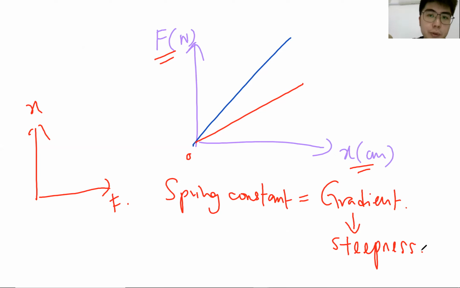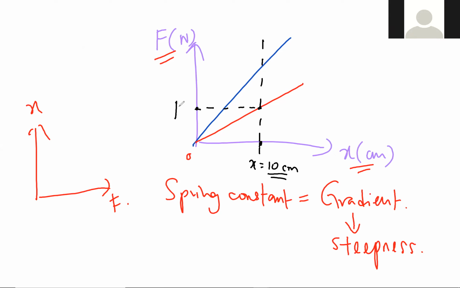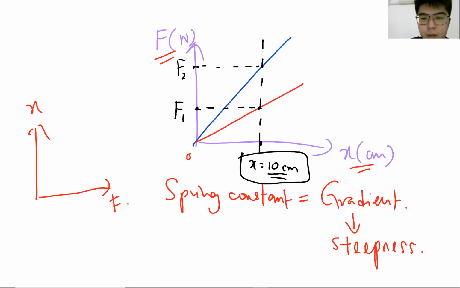In fact, if you want to prove it, how do you prove it? Let's say I draw a dotted line here, straight line, connect to the x-axis. Let's say this is x equals to 10 cm. Meaning that to extend these two springs by 10 cm, what is the force needed? Then you plot the graph. From the red line, you join to the y-axis. Here, this is, let's say, F1, and here you join to the y-axis. Here is F2.